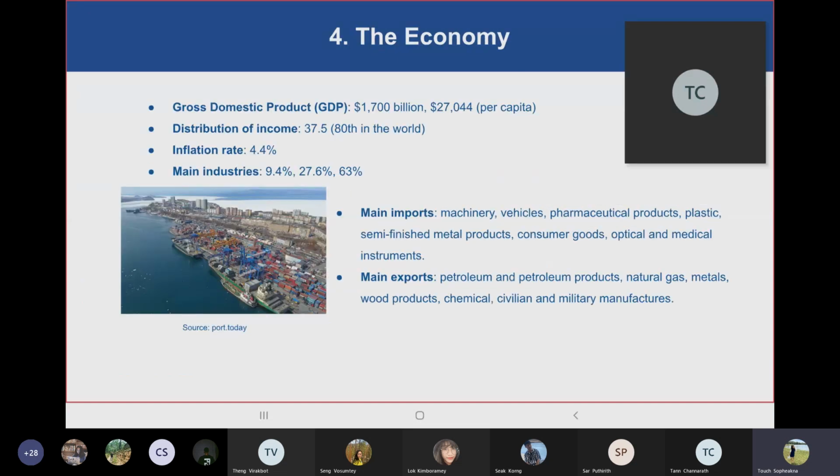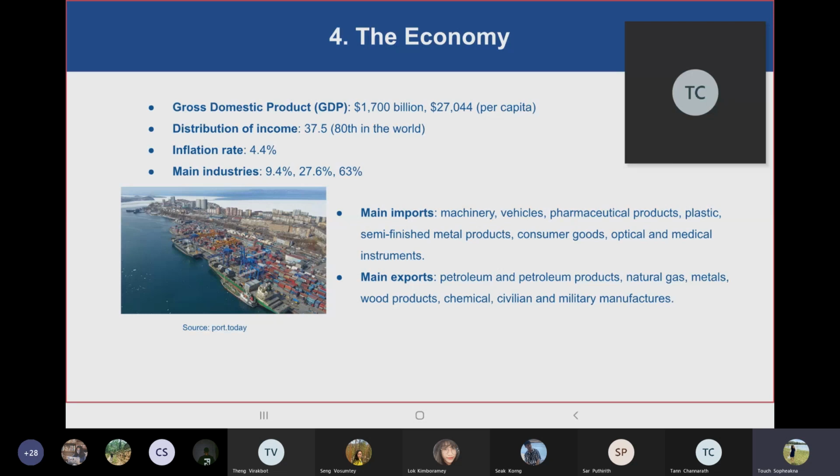Regarding the economy, the GDP of Russia is $1,700 billion, and the real GDP is 27,000 per capita. Russia stands number 18 for the distribution of income. The inflation rate is 4.4%, and the main industry, calculated by the labor force of occupation: the first one, 9.4%, is agriculture. The second one, 27.6%, is industry, and the last one is 63% services.